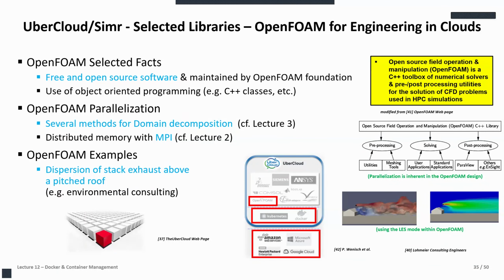It is object-oriented, and a parallelization approach is already inherent, right? This means domain decomposition in distributed memory with MPI. We discussed this in earlier lectures. So this is something where the code is already done for scaling up, right? And then you have, of course, several examples. Here's the stack exhaust that I just mentioned, but this can all be put into one container. And then with Kubernetes, you scale it across the whole cluster, right, and roll out these different containers depending on your needs and the complexity of the domain you want to do.